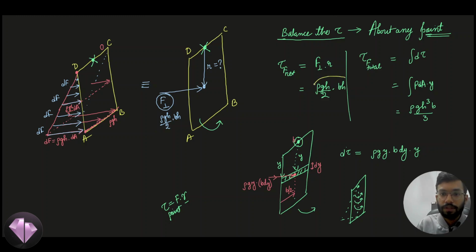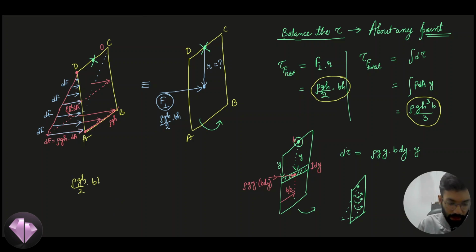Okay, so you've got this torque on the left hand side, you've got this torque on the right hand side. In order to find the point of contact, what you need to do is to balance these torques. So after balancing the torques, basically you need to do rho gh by 2 into b into h, that is equal to rho gb into h cube by 3. So from this you're going to get y is equal to 2h by 3.